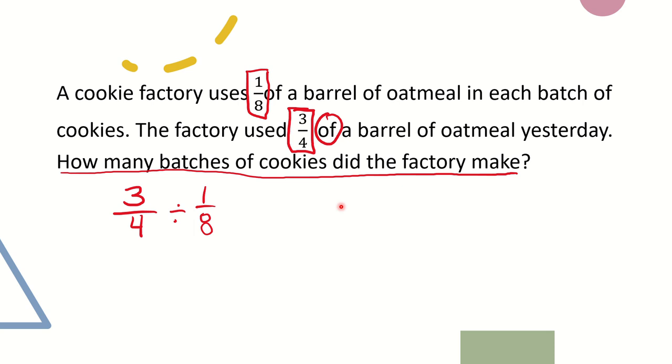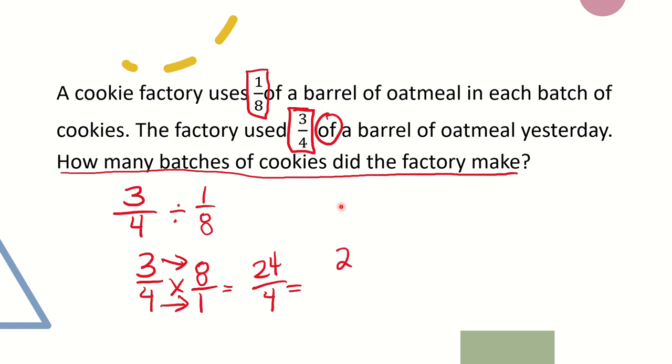Using my same steps: keep, change, flip, and multiply straight across. 3 times 8 gives me 24. 4 times 1 gives me 4. And I can divide or reduce in this case, and that gives me 6 times. So they made 6 batches of cookies at the factory.